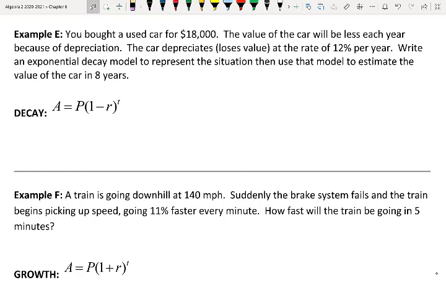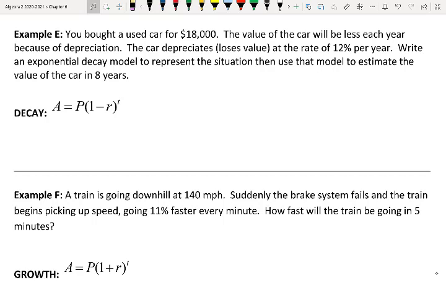Otherwise, it's still my base to the t power times my initial amount. So in example E here, we bought a used car for $18,000, which is a pretty nice used car, probably only a year or two old. Maybe it was just a lease, and now we're buying it for $18,000. We know that in general, cars are going to lose value as they get older because of something called depreciation. The car depreciates or loses value as it gets older.